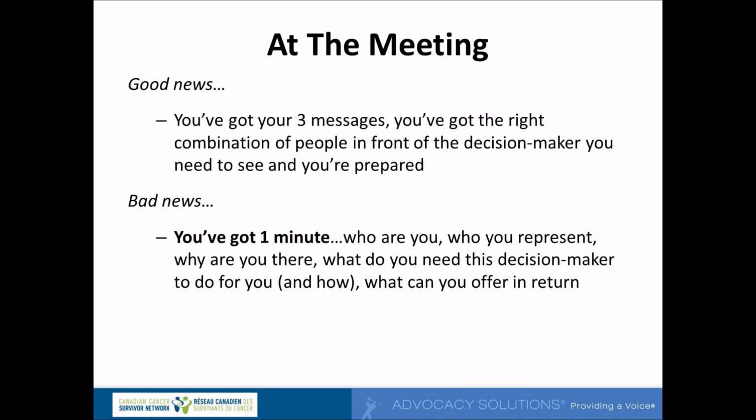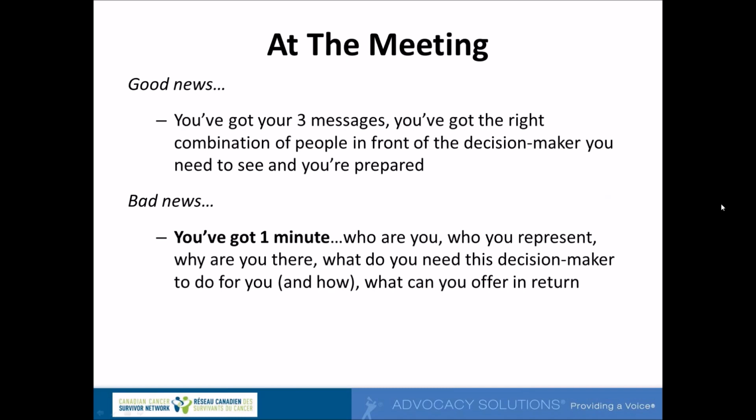The one minute rule essentially asks you to, in one minute, say who you are, who you represent, why you're there, what you need this decision maker to do for you, and how, and if appropriate, what you can offer in return. If you do this, you will have distinguished yourself from 99 out of 100 external people that person will ever meet with, ever, because we don't communicate this way. We don't tend to communicate in this very direct and succinct manner, and yet I would suggest to you that is exactly what's warranted in most of these situations.